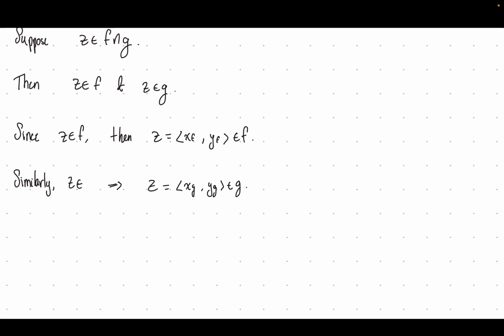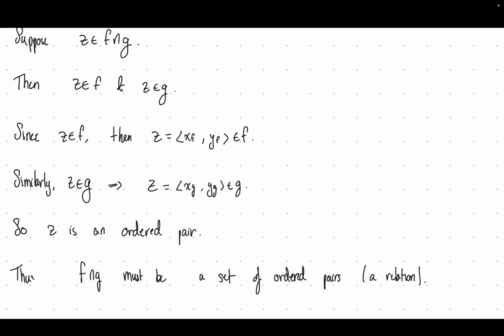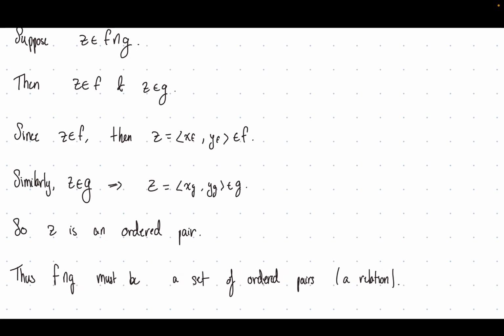So if you pick z in f, then z is an ordered pair. If you pick z in g, then z is an ordered pair. So no matter what you do, z has to be an ordered pair. And since the only thing we assumed about z is that it is an element of f intersect g, then f intersect g must be a set of ordered pairs and a relation. In other words, that's part one.